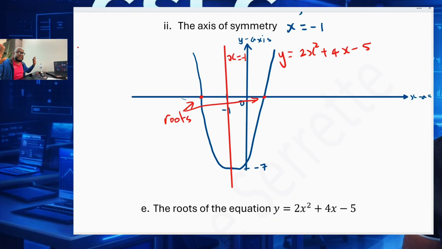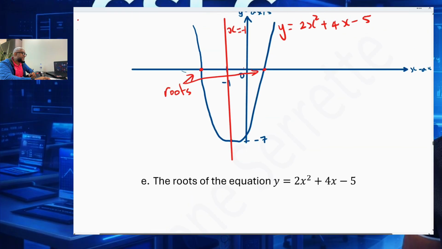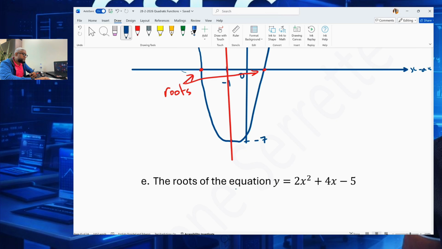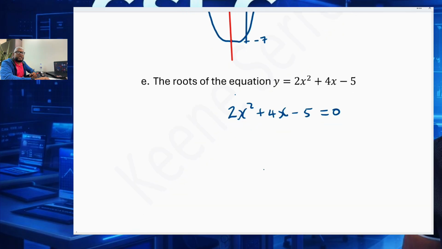The last part of the question is simply asking us to find the values of x where the curve is cutting through the x-axis. That will be the roots of my quadratic, right? So in order to find these roots, something you'll need to understand is that on the x-axis, the value of y would be 0. So I'm going to rewrite this quadratic as 2x squared plus 4x minus 5 is equal to 0. So we're going to solve this now in order to find the roots.